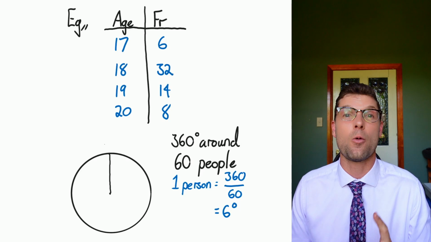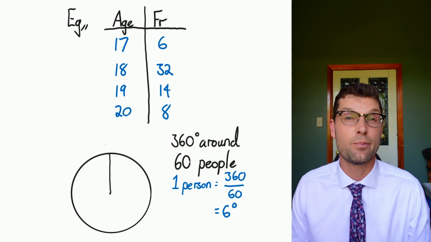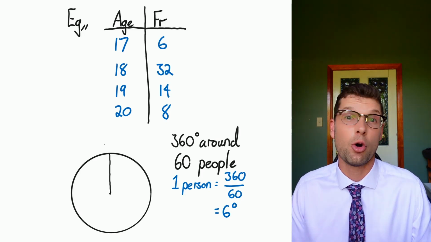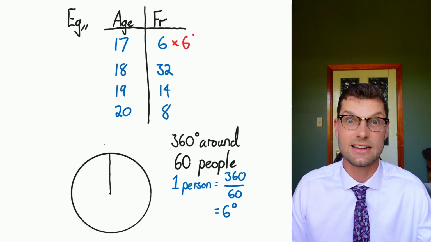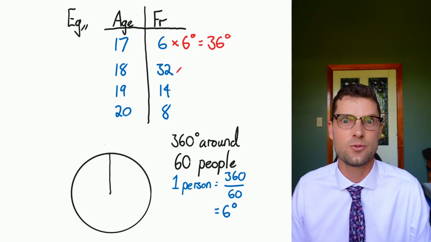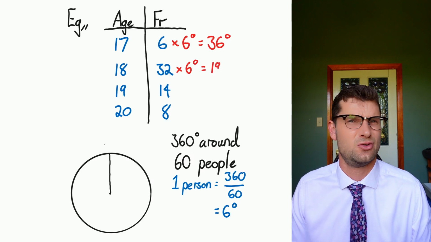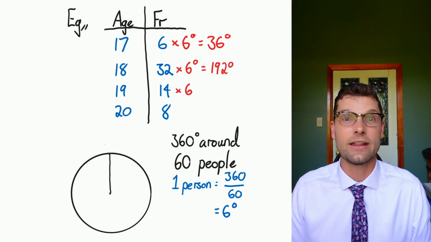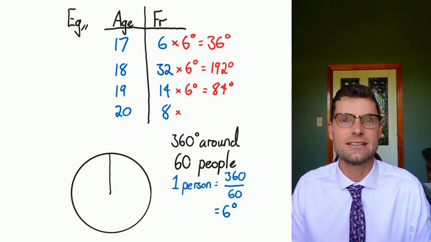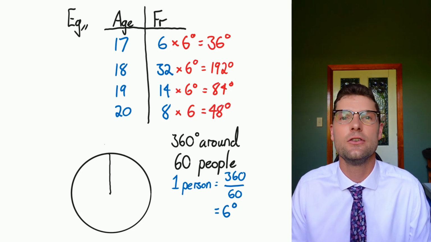What that means is that one person is 6 degrees, so we just have to multiply the frequencies by 6 degrees to work out how much of the pie they should represent. So all we have to do is 6 multiplied by 6 degrees, which is equal to 36 degrees, and that's all we have to do for this one. We just have to times each group now by 6 degrees again. Just bang them into your calculator. We've got 192 degrees, 84 degrees, and 48 degrees left over, and you could add these up and they would equal 360. So that's a really good hint to show that you've done this correctly.